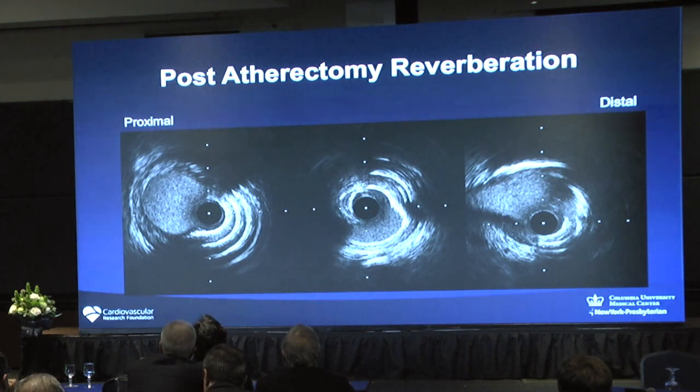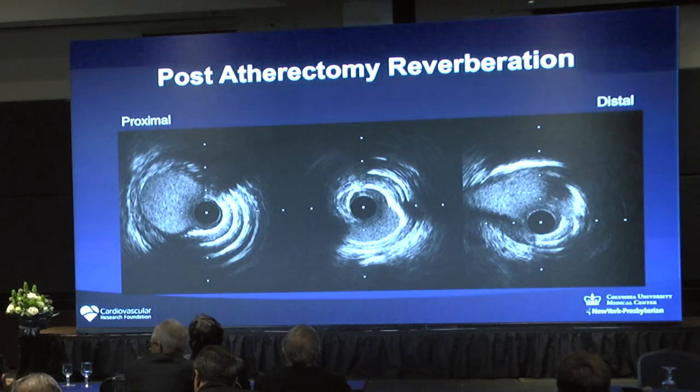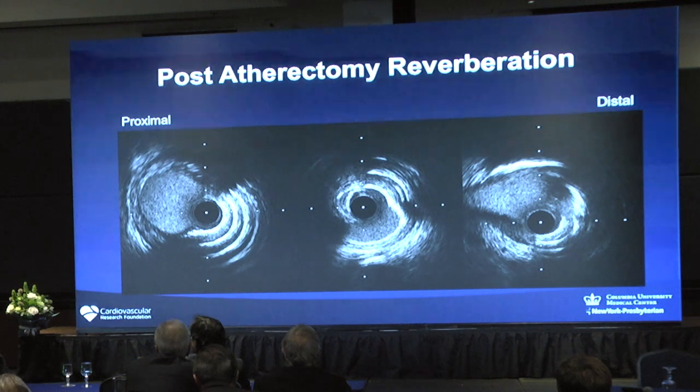And this is a different type of reverberation we see after the rotablator. At the site of the IVUS catheter, you see the round shape of the surface. This is where the rotablator ablated the calcium. Then you see a nice reverberation, which is quite similar to what I showed before. Once you see this, it means you ablated this segment.